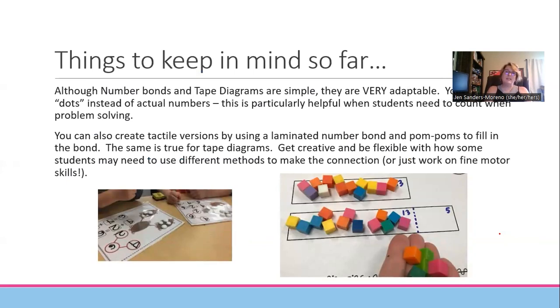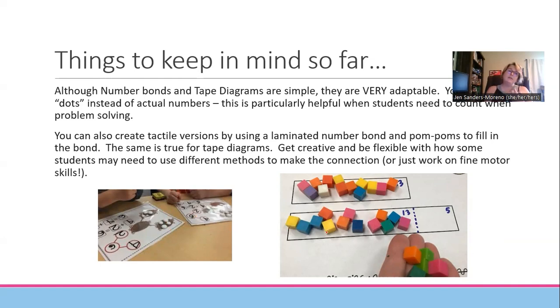Although sometimes number bonds and tape diagrams can seem very simple, they are very adaptable. And the Base-10 blocks are as well. So you can use paper and have students draw. You could also create an activity. As you can see in these images, we've got number bonds down here that look like they might be beans, little white beads of some sort. Over here, we've got some little cubes. And so again, they're creating an activity where they're working on those fine motor skills as well as doing the math at the same time. Go out there and search and see some cool stuff.